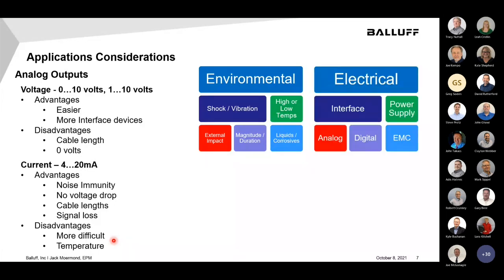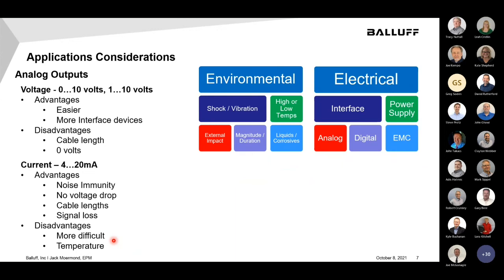The other thing that you need to talk about is the electrical. What kind of interface do they want? Do they want to go IO-Link? Do they want to eliminate the analog cards and that stuff that they're dealing with and go with IO-Link, or do they want to keep with an analog type signal? Their power supply. Do they also want some digital outputs?